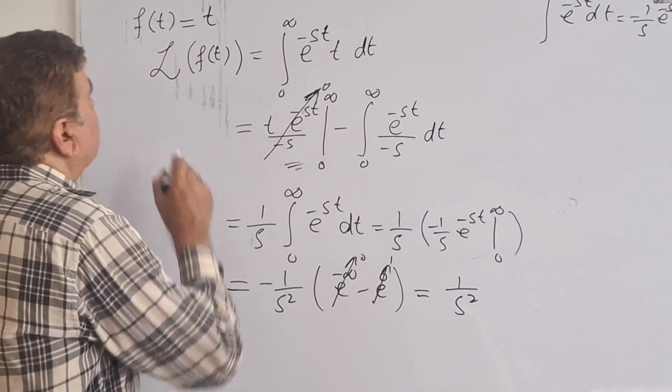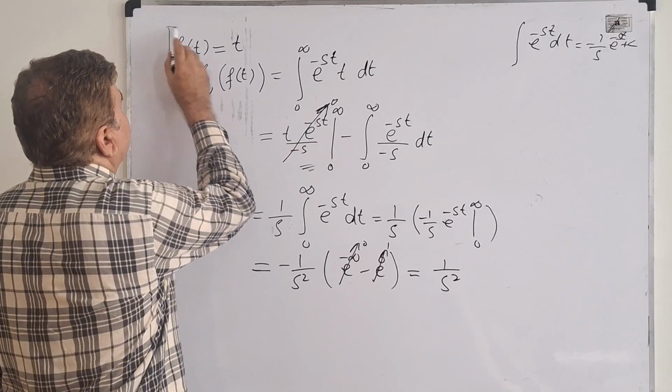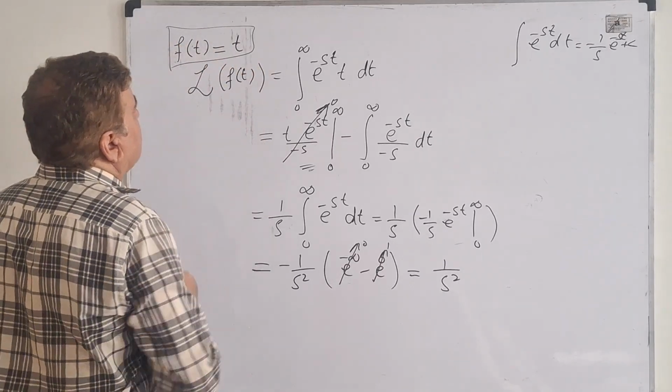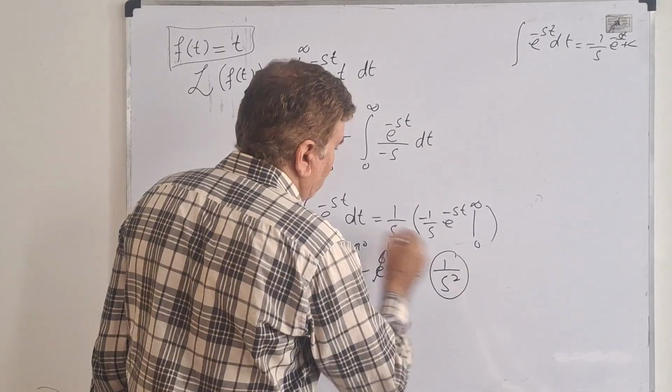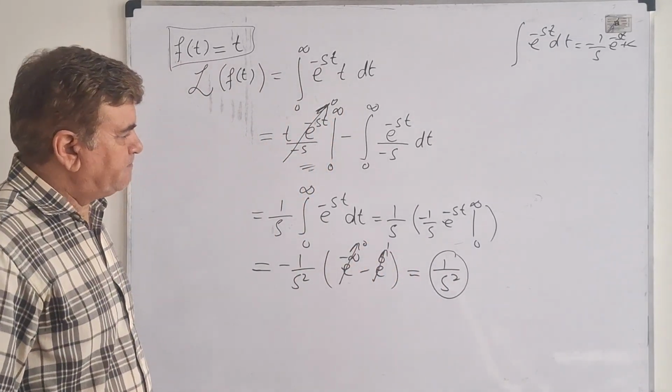squared. That is, the Laplace transform of the monomial linear function is 1 over s squared. You can memorize this result.